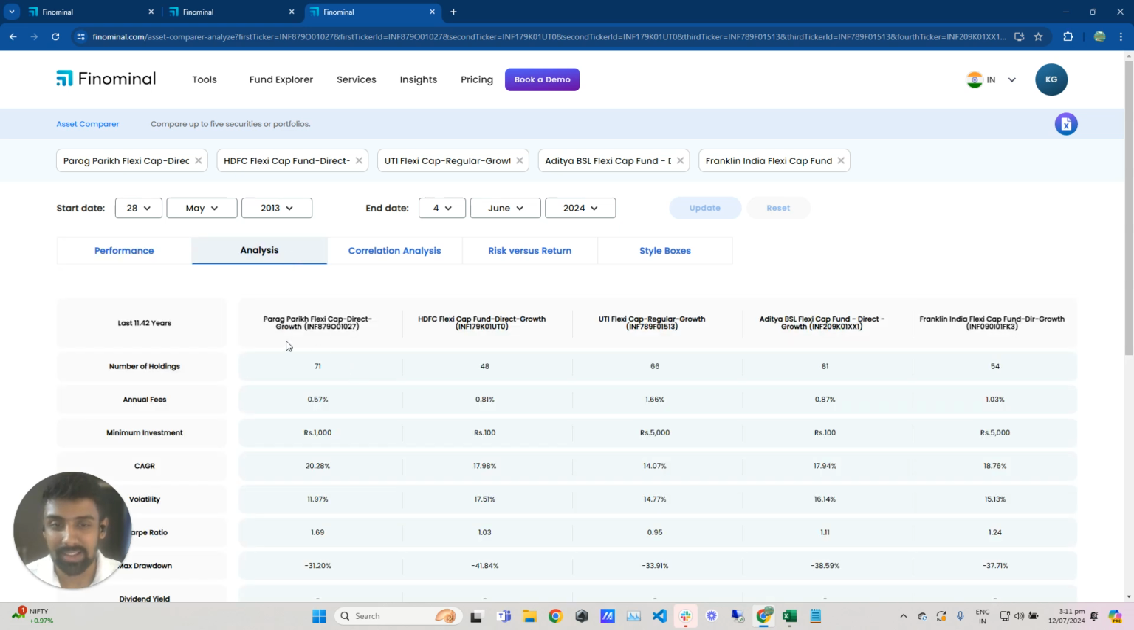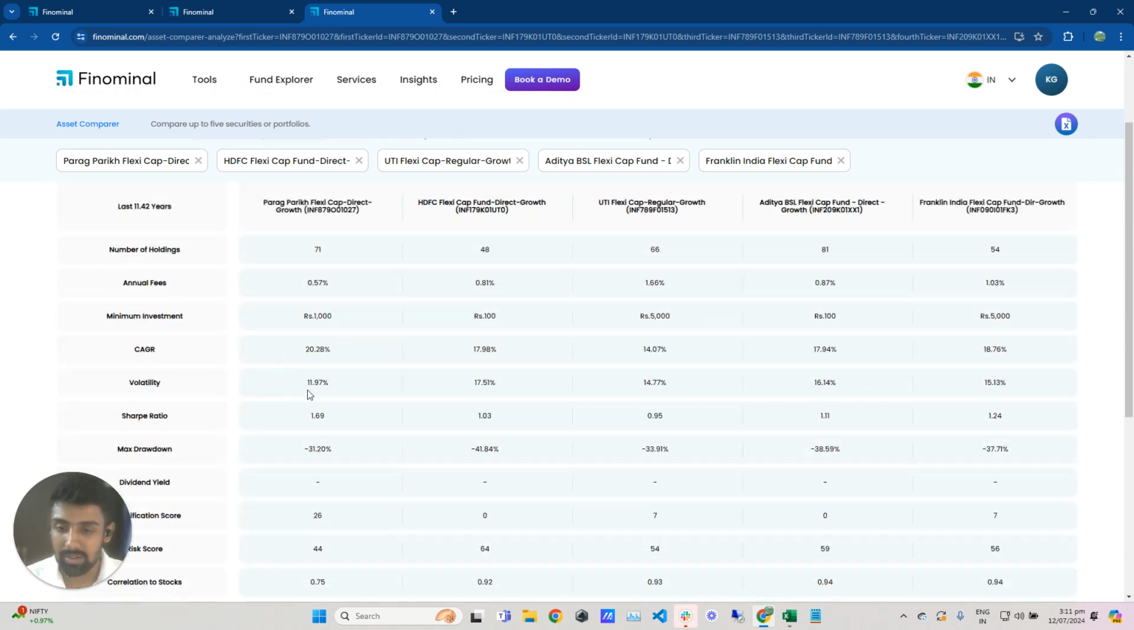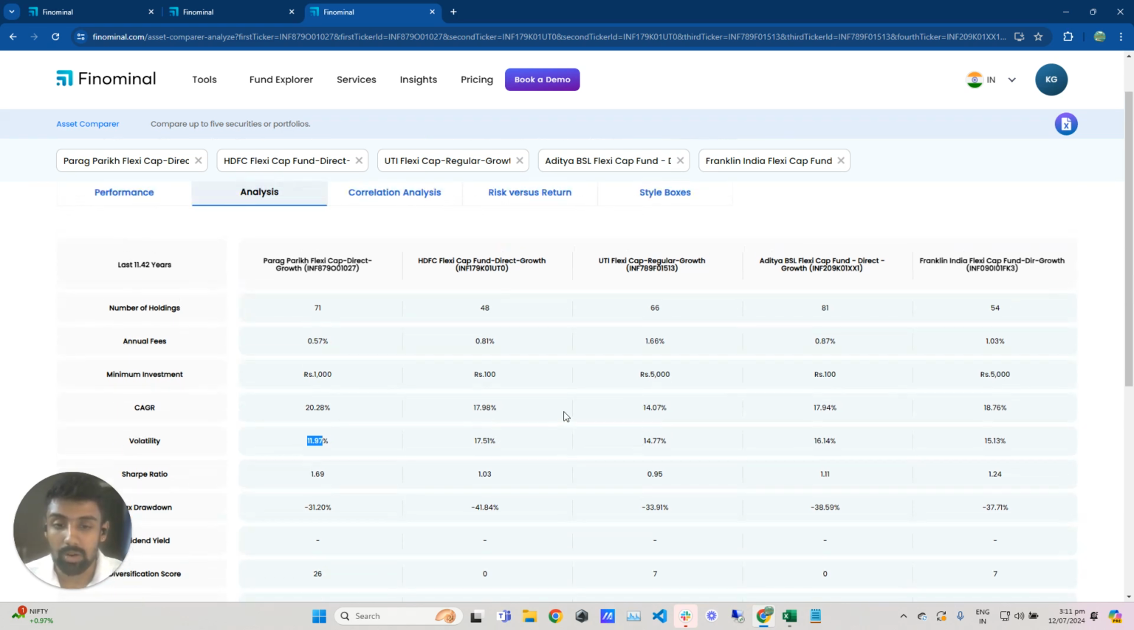Let's look at a few other metrics that highlight why Parag Parikh stands out. In terms of volatility, you can see that compared to its peers, it has the lowest volatility, about 11-12%, whereas its peers on average are around 15%, 17%, 14%. And when you look at CAGR, it has generated the highest CAGR compared to its top peers.